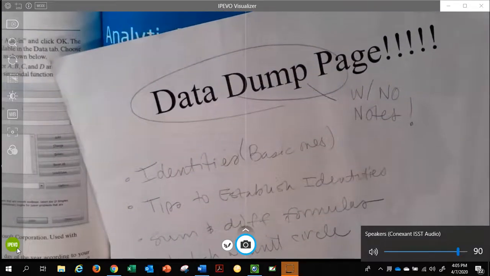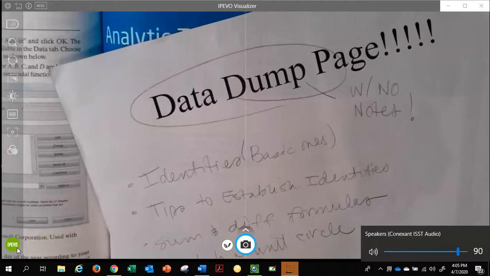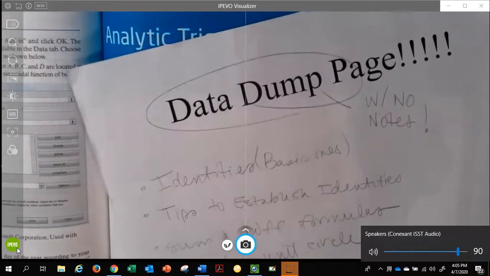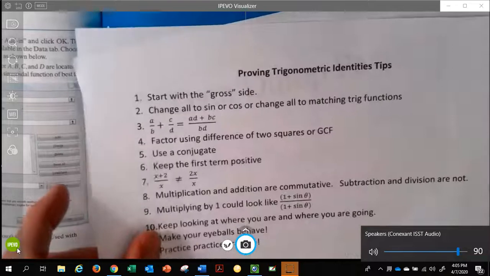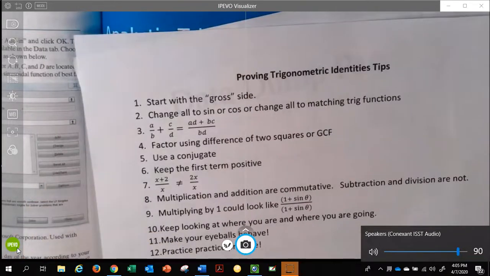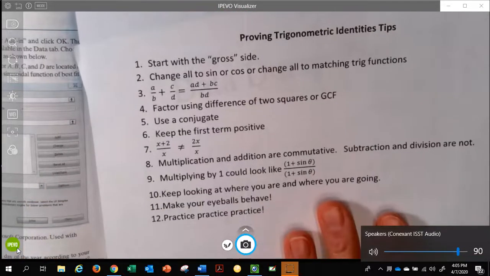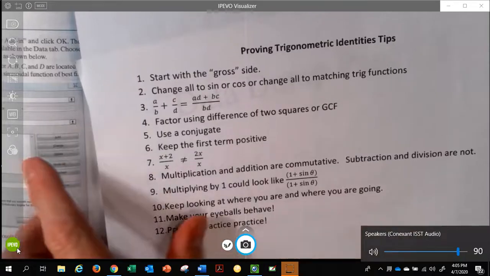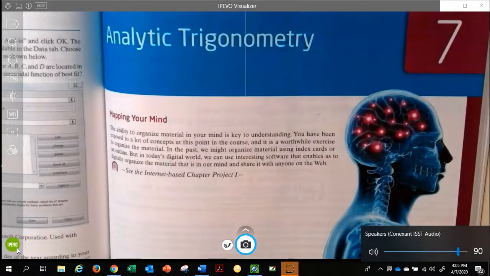A lot of this information you'll need in pre-cal and your future classes. That's why the first 2 tests, I don't let you use the formula card or a cheat sheet on this test. Some other things you might want to write down on the data dump page, or when we get to the identities, some of these tips that we talked about in class. The test is 20 questions, and that's going to mean about 2 to 3 questions per section.